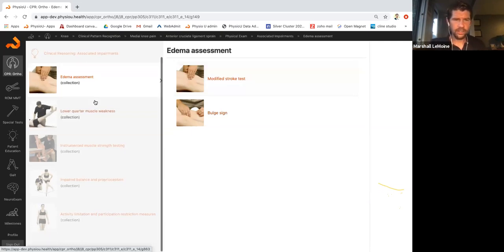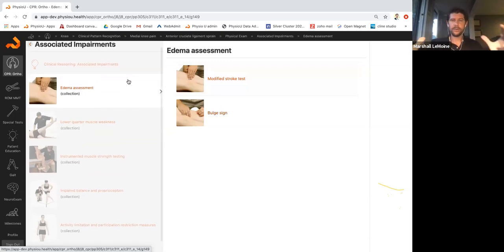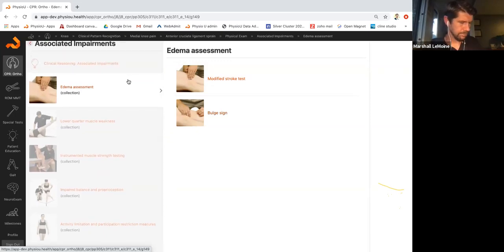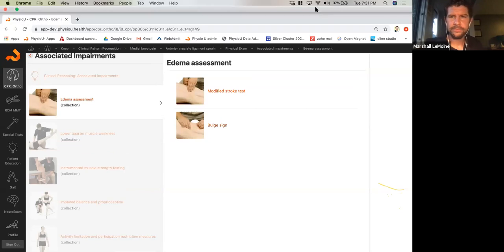So it's important. Okay, good. If we talk about strength, so one is edema. Let's look at strength, right? What are some of the strength tests we want to look at based on the risk factors for re-tear?